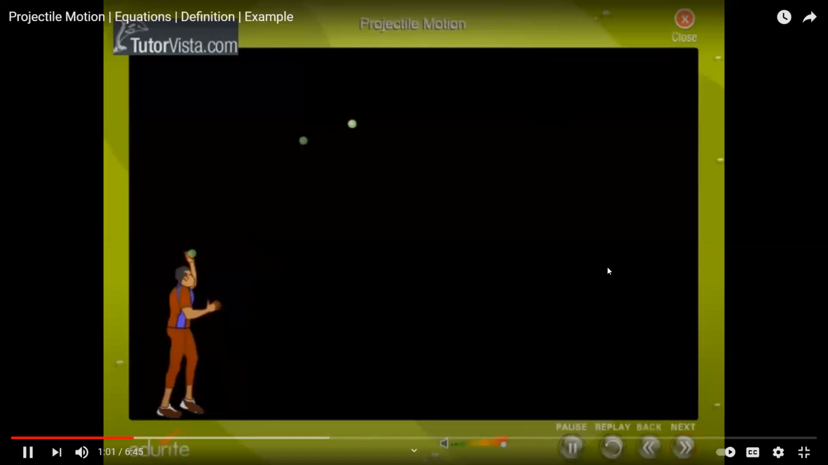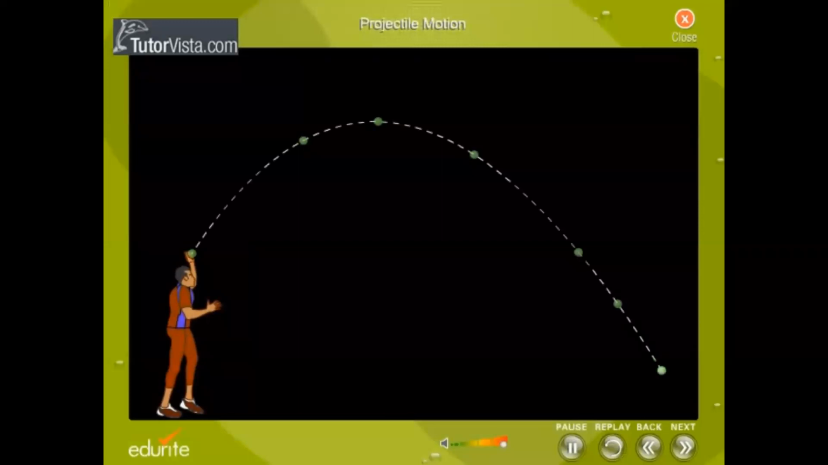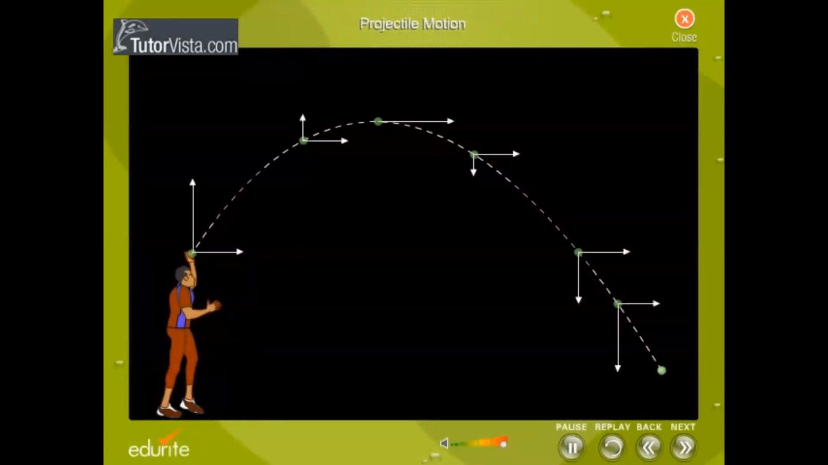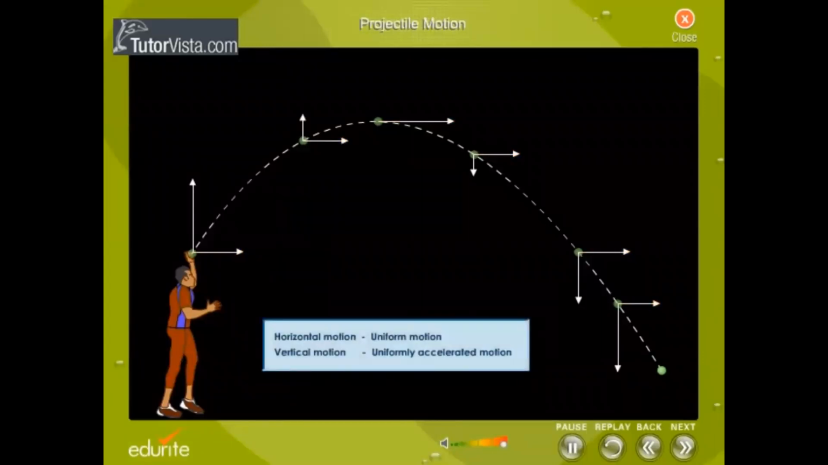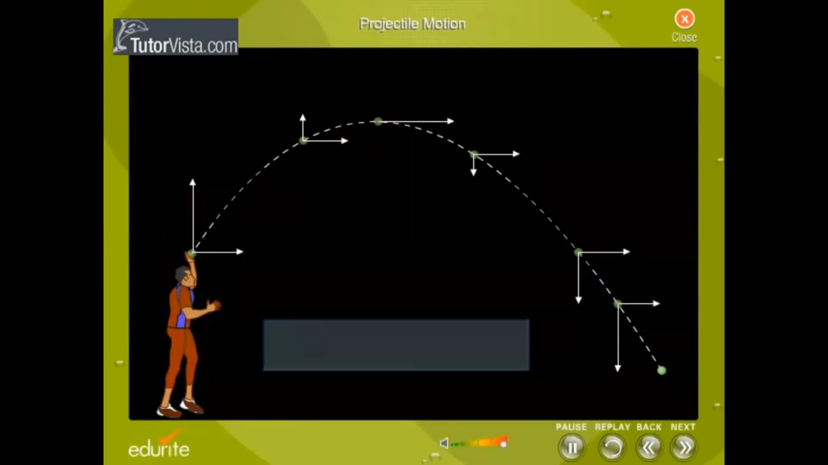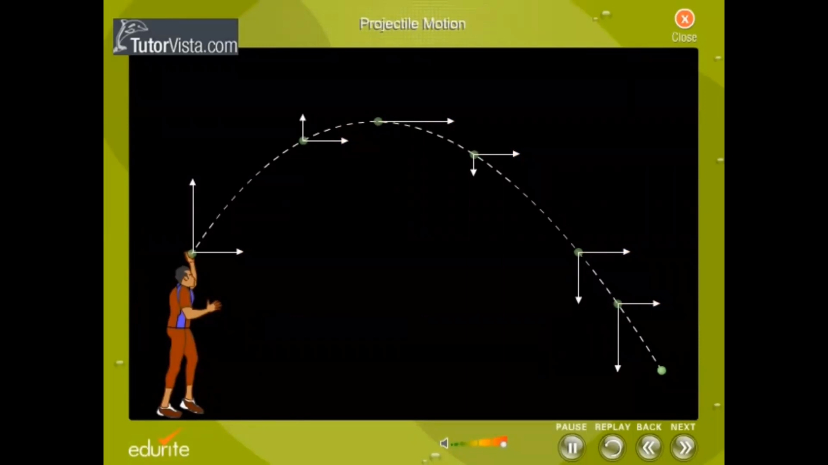The velocity of the projectile varies from point to point. At each point, the velocity has components in the horizontal and vertical directions. The horizontal component of velocity remains unchanged throughout the flight. The vertical component of velocity continuously changes due to the force of gravity. Thus, the horizontal motion is a uniform motion, and the vertical motion is a uniformly accelerated motion. The magnitude of the vertical component is different at different points and is directed vertically downwards.